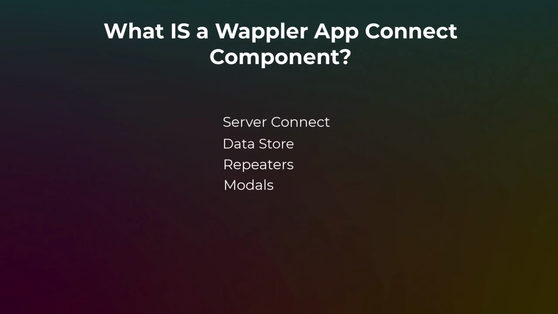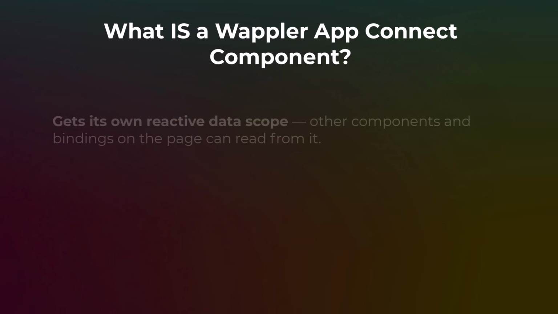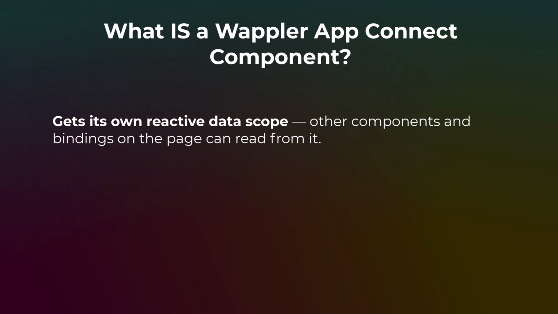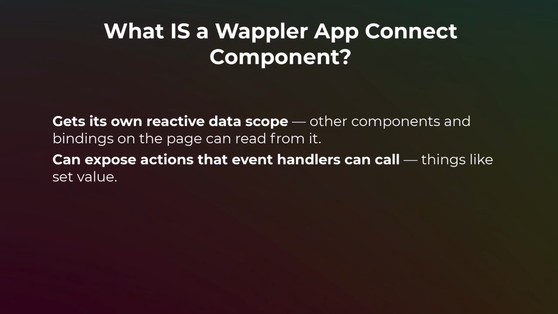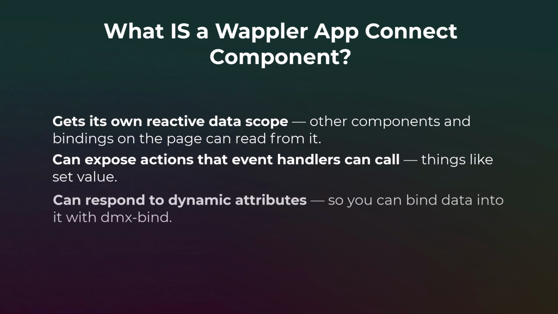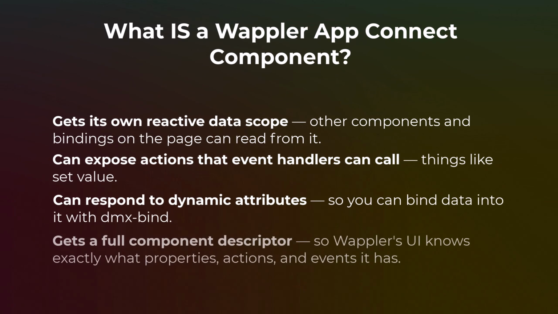An App Connect component is essentially a self-contained JavaScript module that registers itself with the App Connect runtime. Once registered, it gets its own reactive data scope. Other components and bindings on the page can read from it. It can expose actions that event handlers can call, things like setValue. It can respond to dynamic attributes, so you can bind data into it with DMX bind. It gets a full component descriptor, so Wappler's UI knows exactly what properties, actions, and events it has. Think of it as the difference between a dumb HTML element and a living, breathing piece of your application.